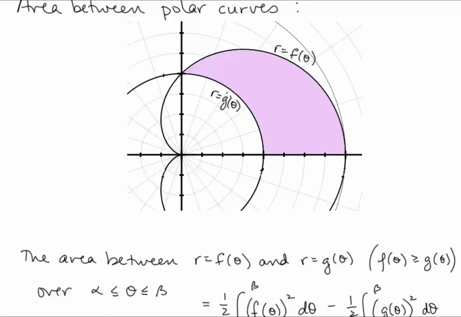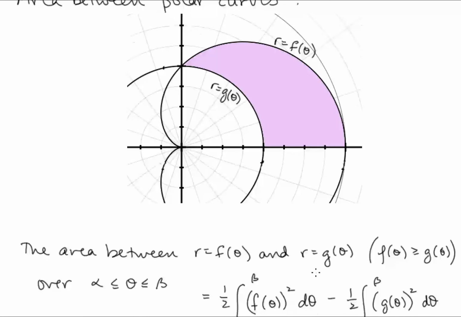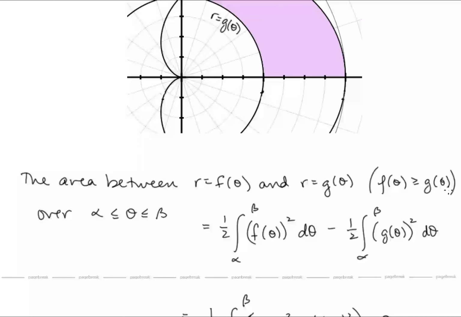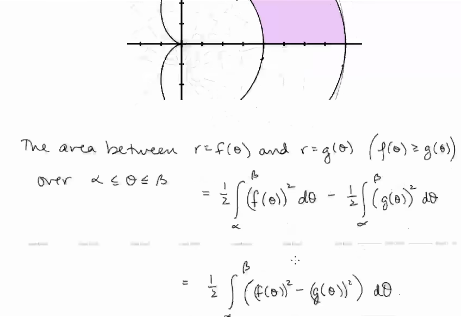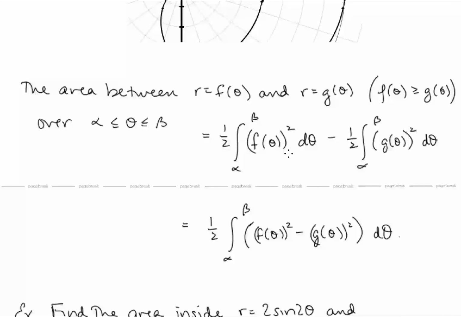It's a similar idea to what we did in rectangular coordinates. We would want to first find the area enclosed by f of theta over the given interval, and then from it subtract the area enclosed by g over the same interval. So the area between r equals f of theta and r equals g of theta for f of theta greater than or equal to g of theta over the interval alpha to beta is equal to the area enclosed by f of theta minus the area enclosed by g of theta over that interval. So we can combine these into one integral, keeping the 1/2 on the outside and squaring both f and g before we subtract.